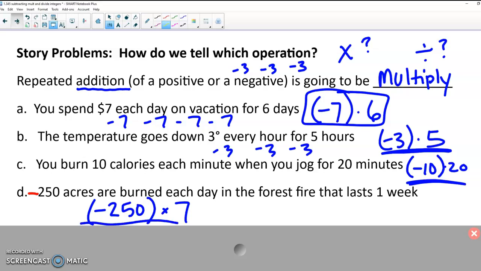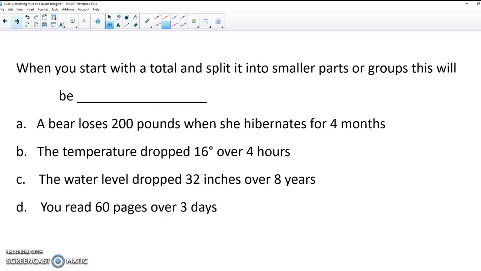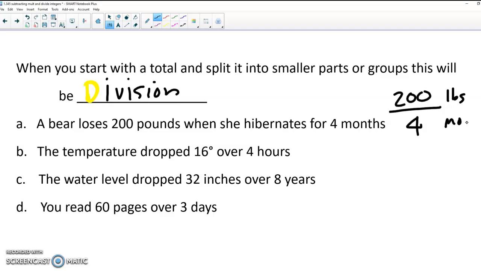All right, let's look at, very quickly, a couple examples for division. All right, you start with the total and you split it up into smaller parts or into smaller groups. This is going to be division. Okay, you're going to divide here. So, a bear loses 200 pounds when she hibernates for 4 months. You're going to take whatever the total is and split it up into how many pieces or how many groups. So, 200 pounds over 4 months. And make sure you label those.